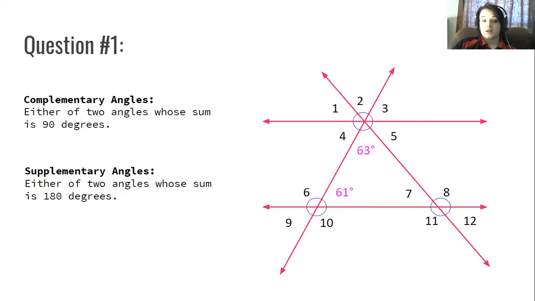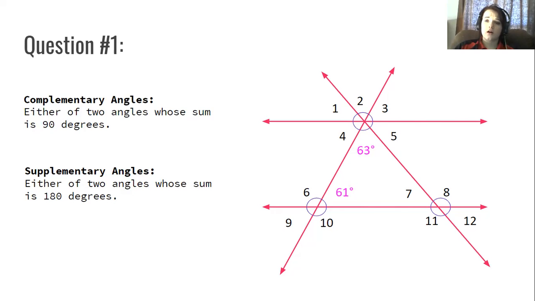Now, on the other hand, our supplementary angles are going to be a set of two angles whose sum is 180 degrees. Now, this is where angles 4 and 6 and 5 and 8 create supplementary angles, because when you add the degree of 4 and 6 together, you get 180 degrees, and when you add 5 and 8 together, you should get 180 as well.